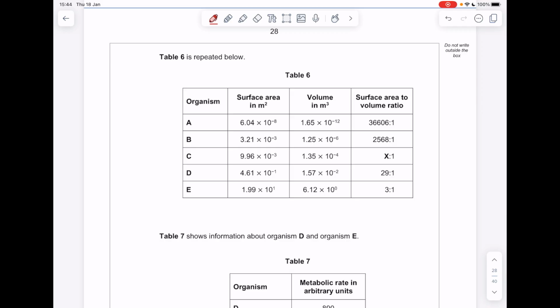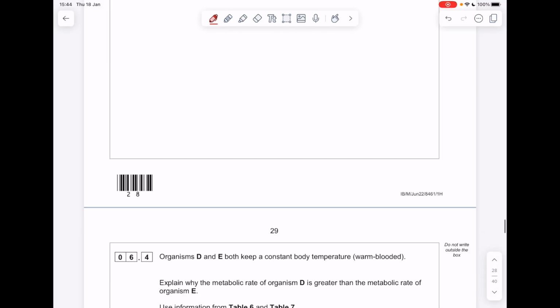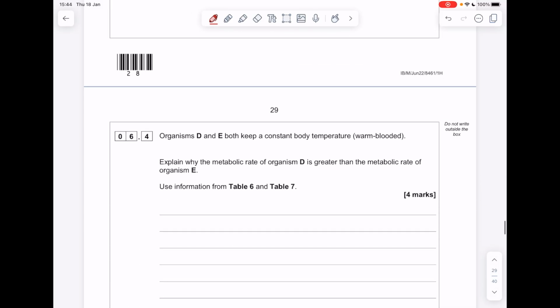Table 6 is repeated below. Table 7 shows information about organism D and E. There's some metabolic rates. Organisms D and E both keep a constant body temperature. They're warm-blooded. Explain why the metabolic rate of organism D is greater than the metabolic rate of organism E.